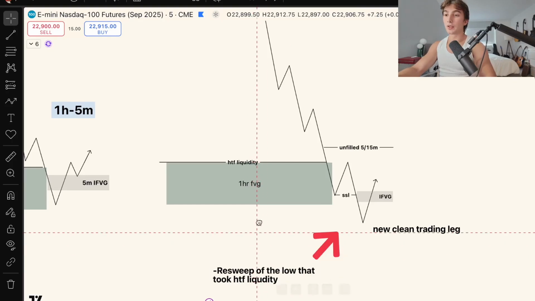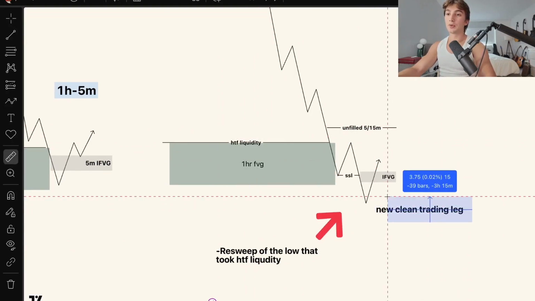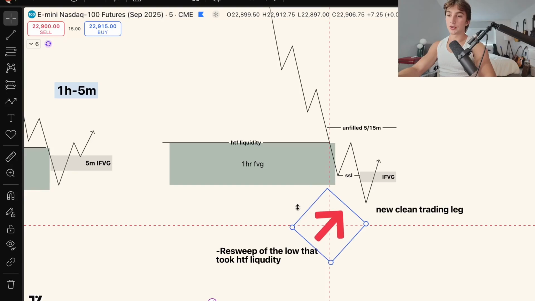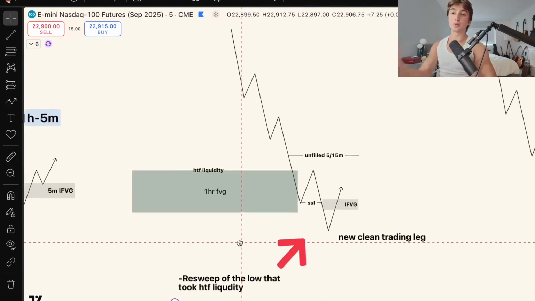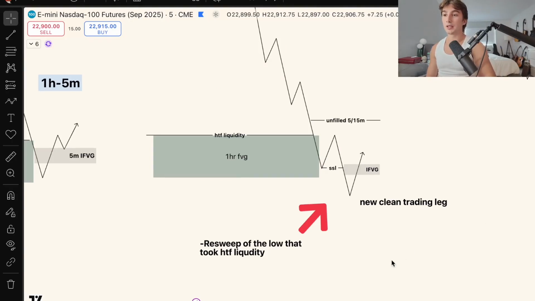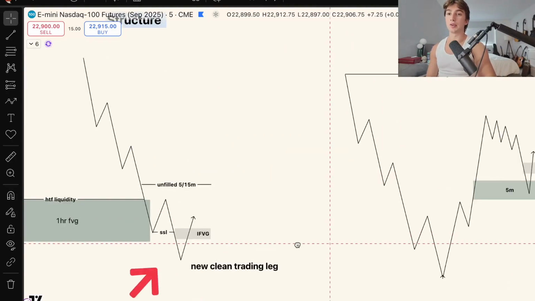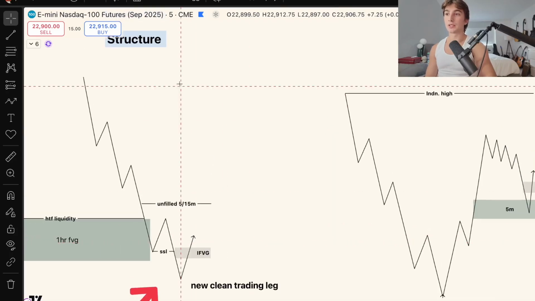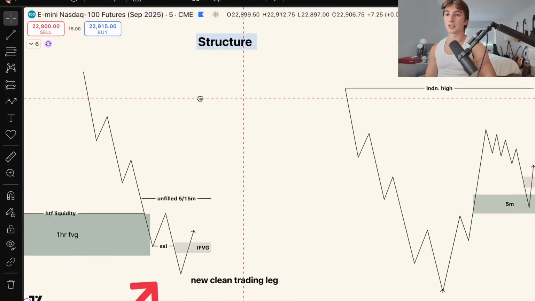So you have a resweep of the low that took higher time frame liquidity, and you have a new clean trading leg. So these are both great examples of when these reversals are way higher probability in comparison to just longing because you hit a higher time frame key level. And now what's the last one? This is just a basic continuation, right?